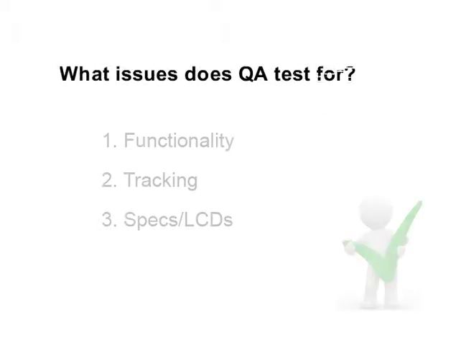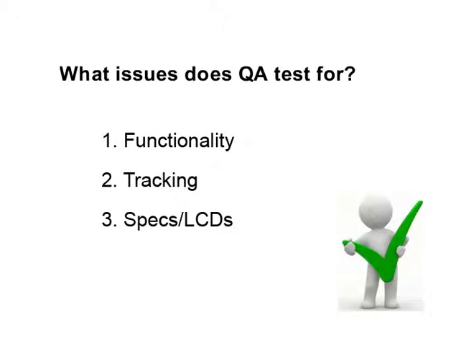At the end of this training, you will be able to thoroughly test each creative to make sure that they function and track properly, and that they conform to site specifications. There are three types of issues that we test for: functionality, tracking, and specs. Let's begin by reviewing functionality issues.